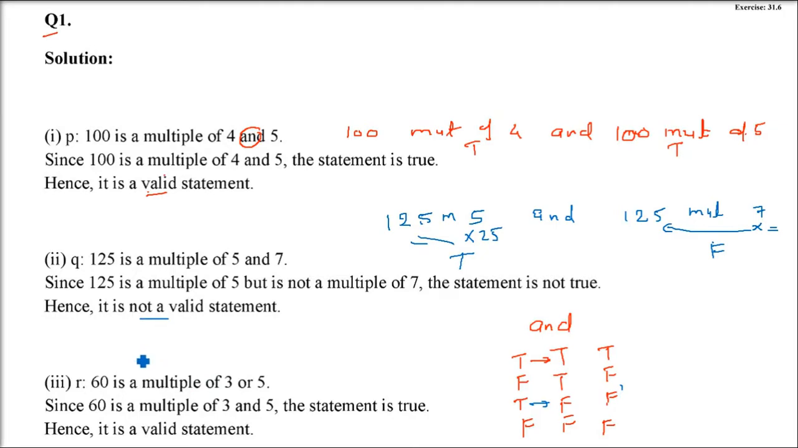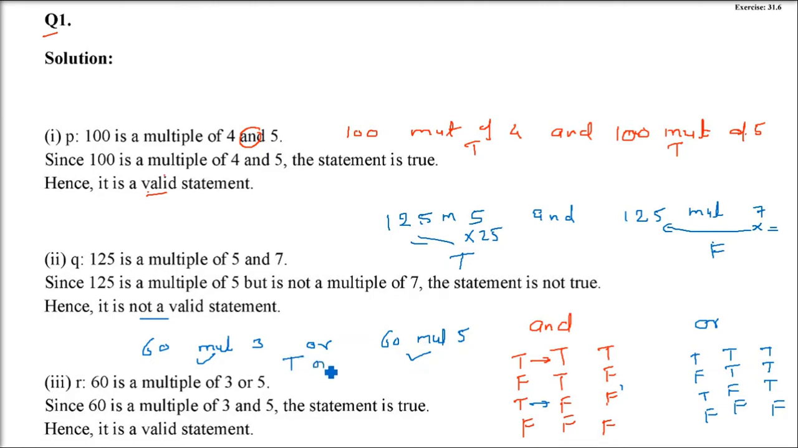Third one, 60 is a multiple of 3 or 4. So 60 is a multiple of 3 or 60 is a multiple of 5. Let me make the combination of OR also. True, true, false, false; true, false, true, false. It will always give you true when either one of the statements is true. Only when both are false is it false. So 60 is 3 into 20, and 5 into 12 is 60. So both are true, true or true is true. That is, it's a valid statement.